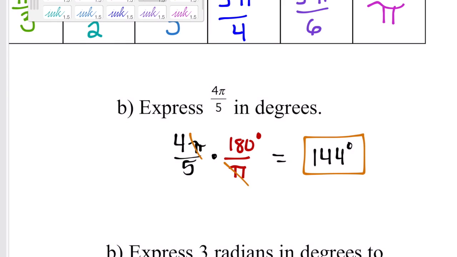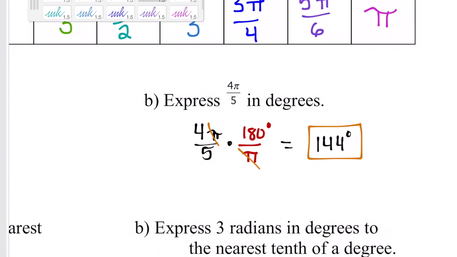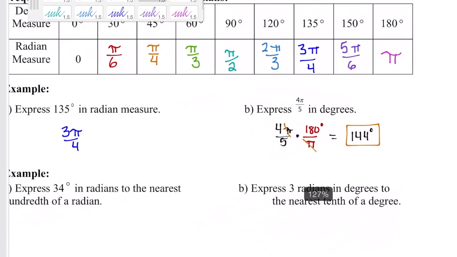So whenever you're changing from radians to degrees, the pi should cancel out, or it could be you don't have pi at all, because here they say 3 radians. So it doesn't necessarily have to have the pi in it.